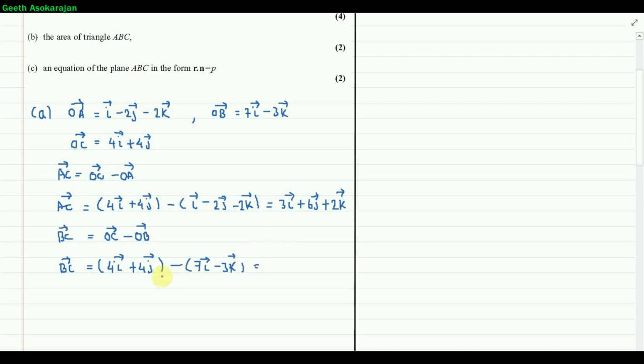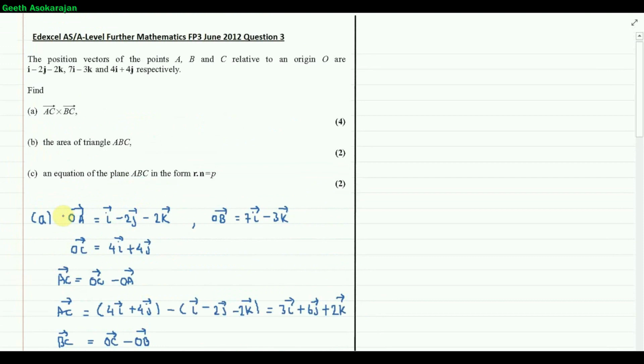Now let's add the like components. Firstly the i components, 4i minus 7i is minus 3i. Let's do the same with the j components. I only have one j component, which is plus 4j. As for the k components, I only have one k component, so minus into minus 3k is plus 3k. So this is the vector BC.